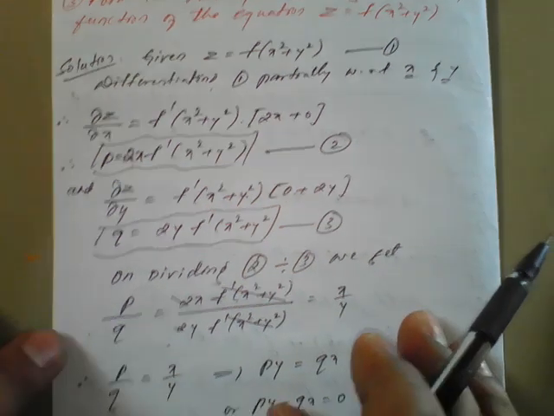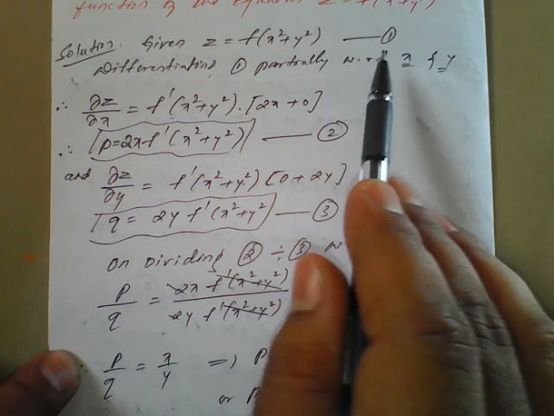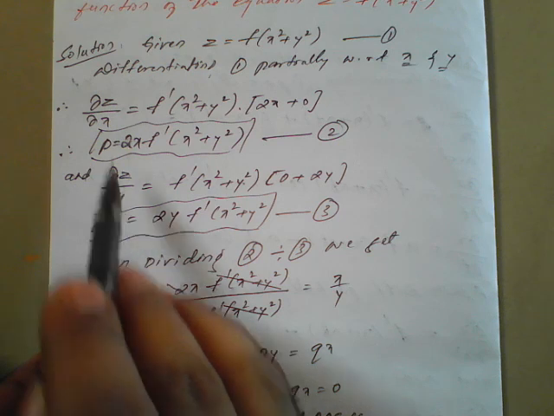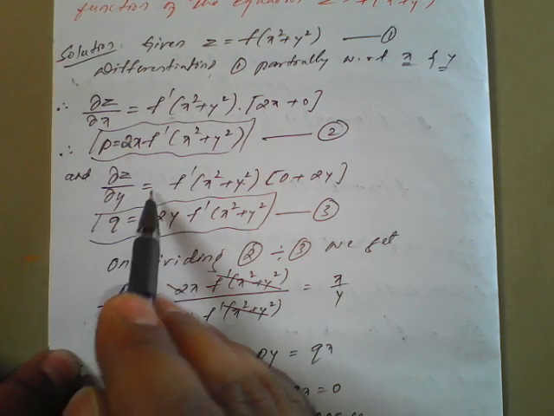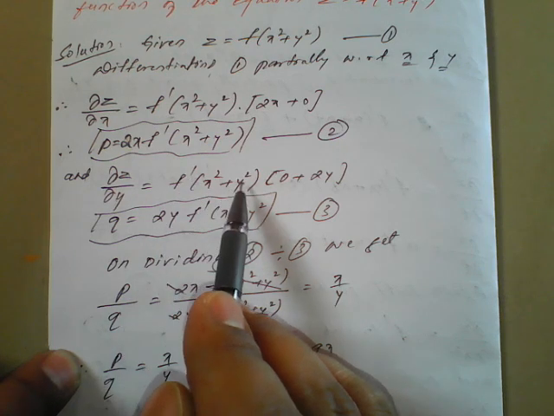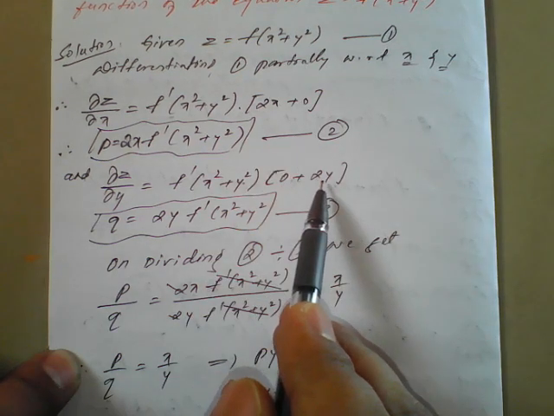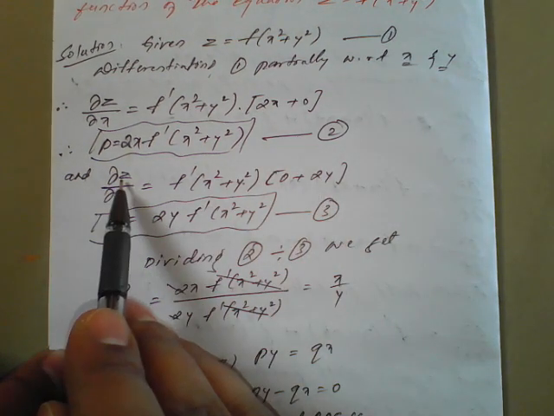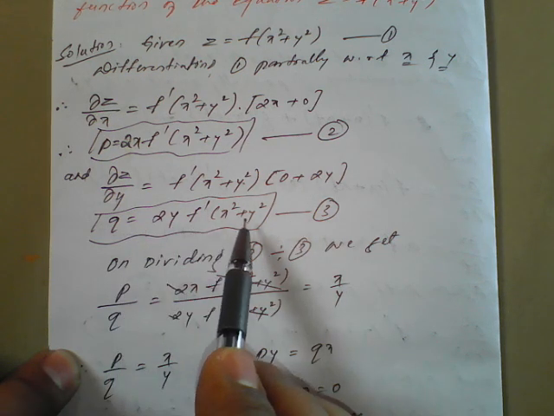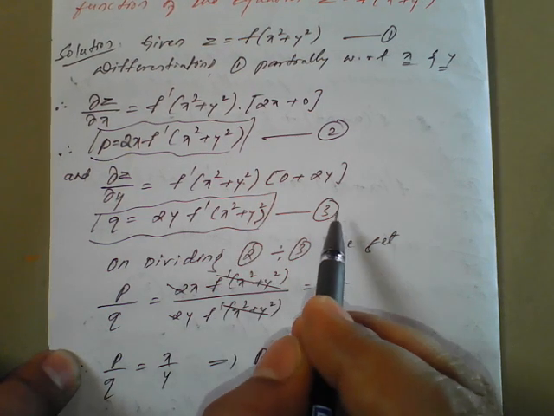Equation number 2. Next, we have to differentiate equation 1 partially with respect to y also. So dou z by dou y is equal to f dash of x square plus y square into the partial derivative of the bracket x square plus y square, which will be 0 plus 2y. On rearrangement, q is equal to 2y times f dash of x square plus y square. Equation number 3.